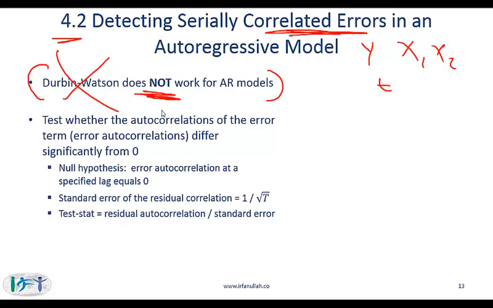Even though when you get your regression output, does the regression software know that you are doing a time series? Not necessarily. So when you look at the output in this section, you will see DW. But what do you do with it? Ignore it. So what do we do to test whether there is autocorrelation? Test whether the autocorrelation of the error term, this is also called error autocorrelation, differs significantly from 0.